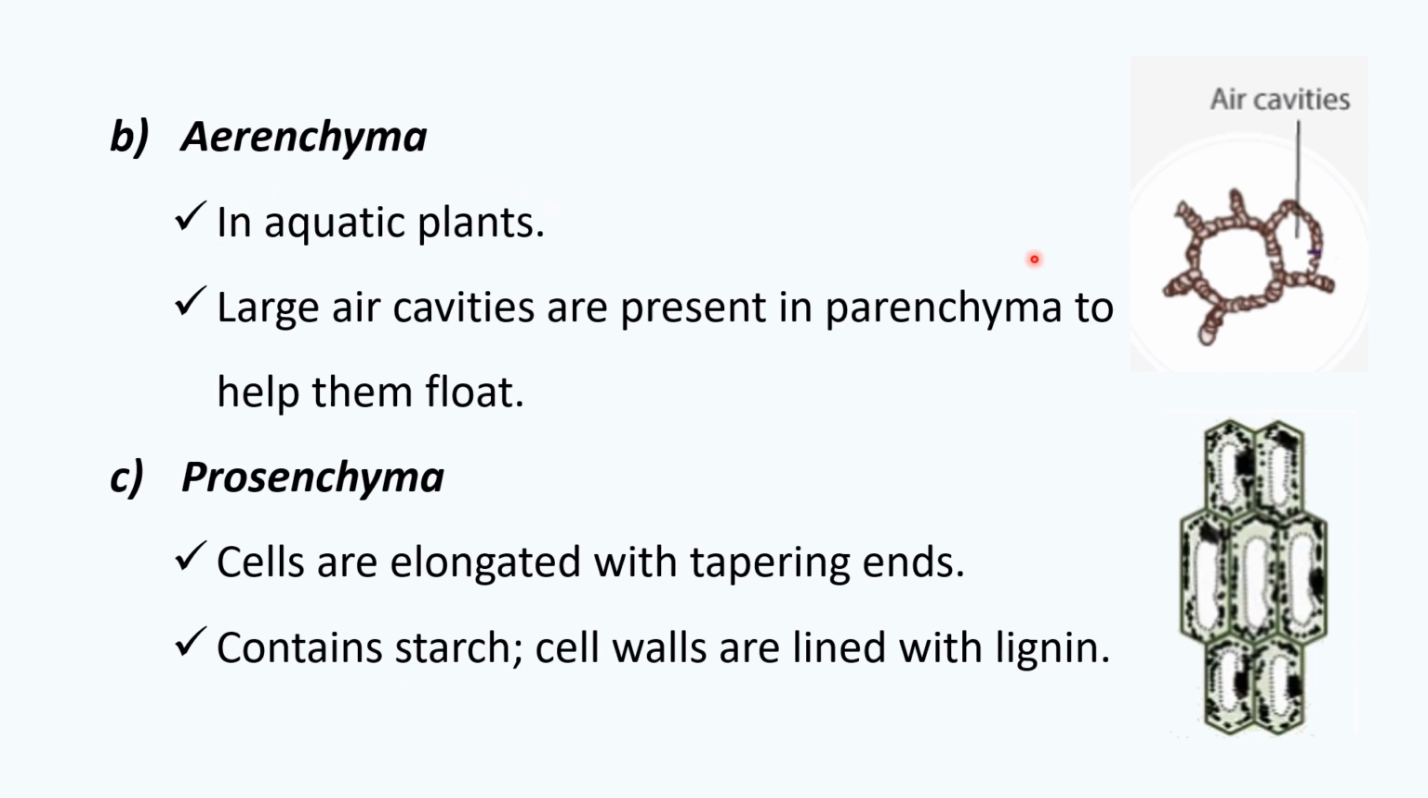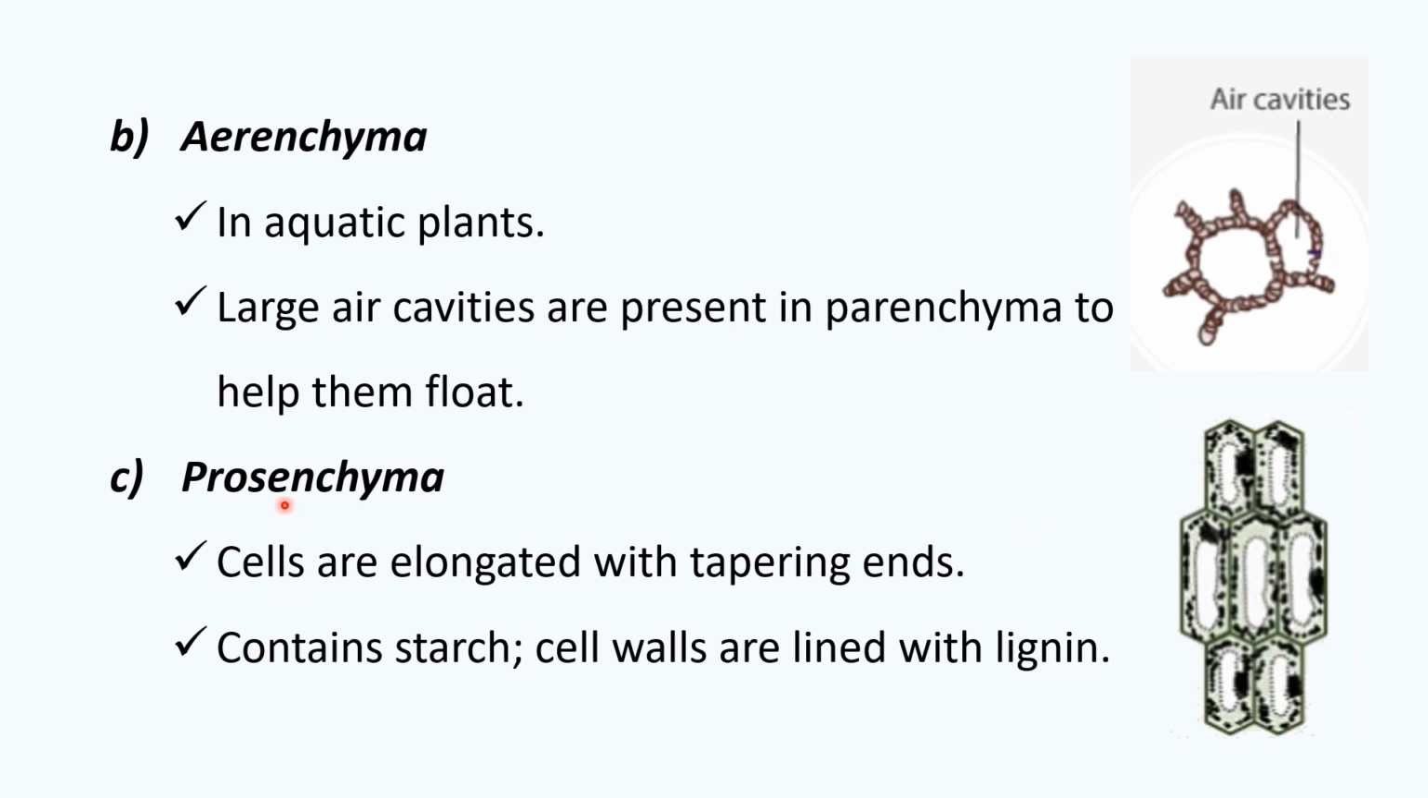Aerenchyma भी पेरेनकाइमा के सब टाइप्स हैं और ये एक्वाटिक प्लांट्स में पाए जाते हैं. बिकॉज दे हैव गॉट लार्ज एयर कैविटीज, इनके बीच में एयर की कैविटी होती है, तो ये हेल्प करते हैं वाटर में प्लांट बॉडी को फ्लोट करने के लिए. ठीक है, दे हेल्प द प्लांट्स टू फ्लोट in the water body because they have got air cavities.